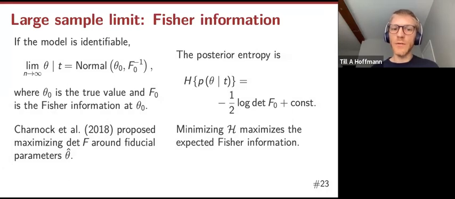But let's have a look at the posterior entropy here. The posterior entropy under the multivariate normal distribution is minus a half the log determinant of the Fisher information. So what that means is that minimizing the expected posterior entropy maximizes the determinant of the Fisher information. And because the log is monotonic, whether we maximize the logarithm of the determinant or the determinant itself is irrelevant. So in the large sample limit, it doesn't matter whether we minimize expected posterior entropy or maximize the Fisher information.